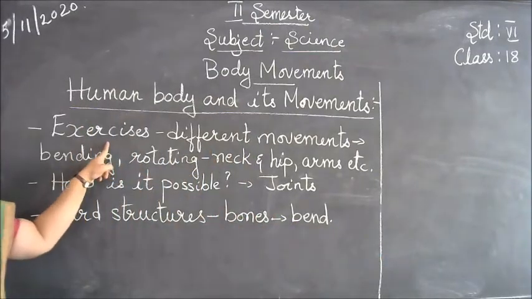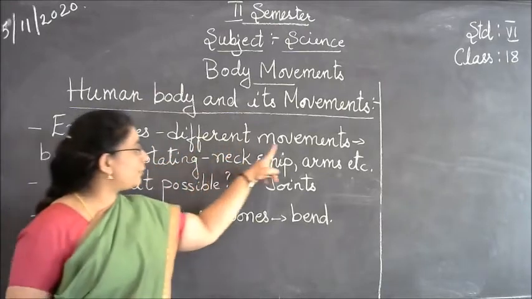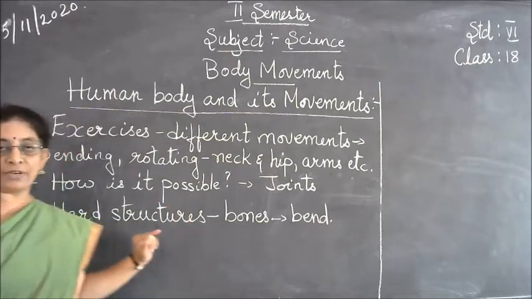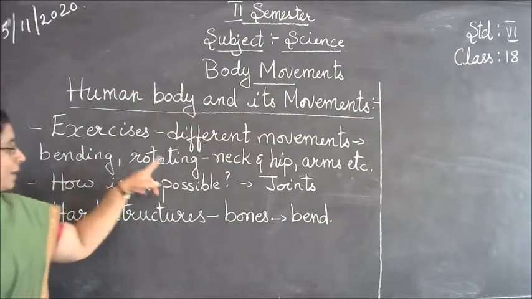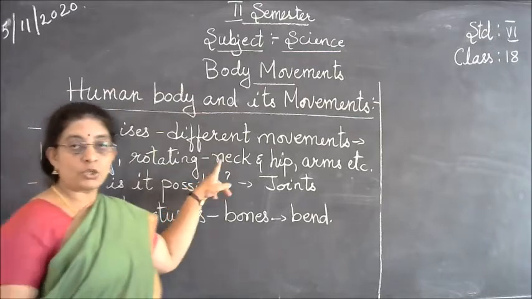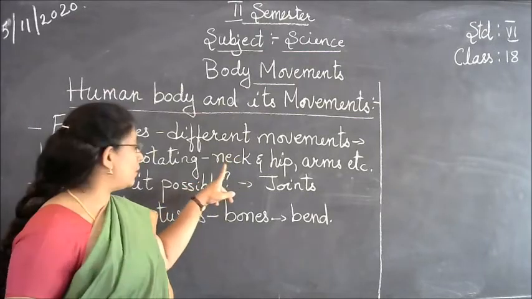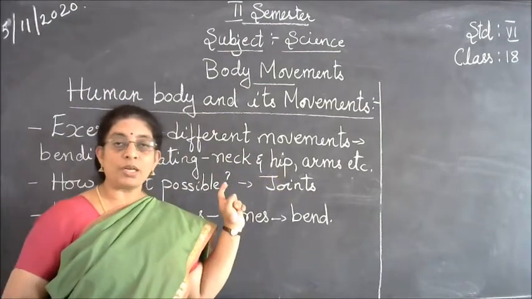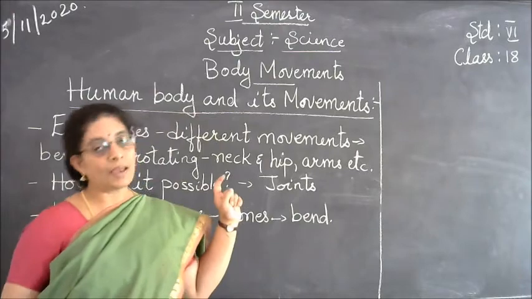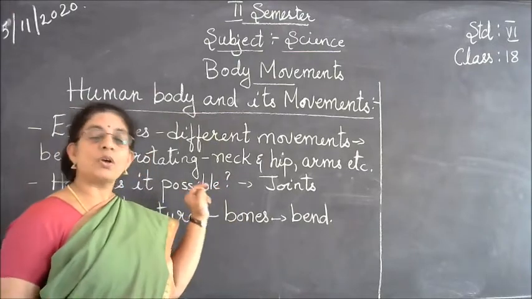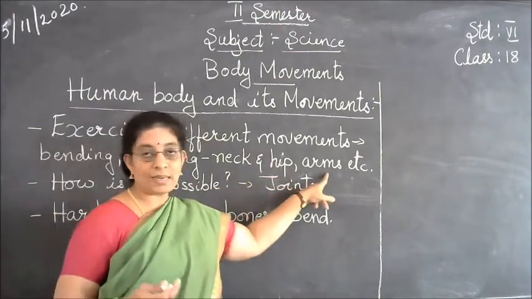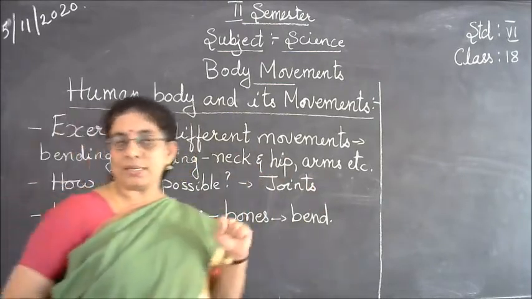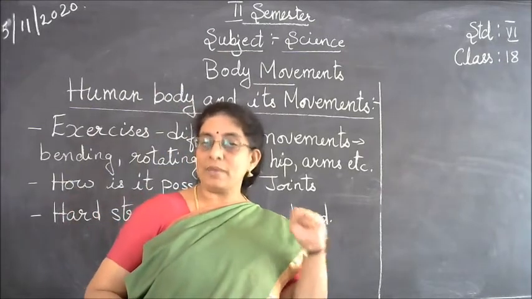When you are doing exercises, you find different movements of your body. Some common movements are bending and rotating. Rotating means to keep moving round and round. So you rotate your head and your hip. How do you rotate your neck? You rotate your neck like this. You know how to rotate your hip, and then next you rotate your arms. So all these movements, how is it possible and why can it be done?